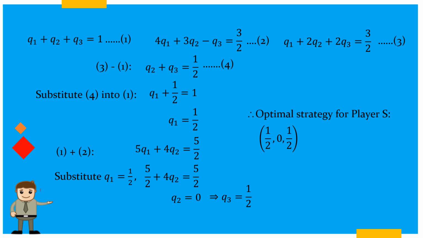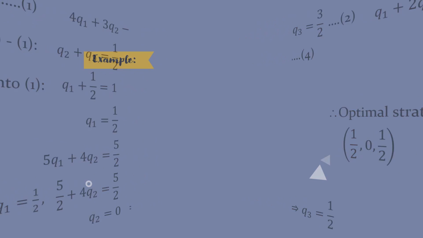Therefore, the optimal strategy for player S is to play S1 with a probability of half and to play S3 with a probability of half. The value q2 equals 0 will be discussed and explained in the next video lesson on dominant strategy.